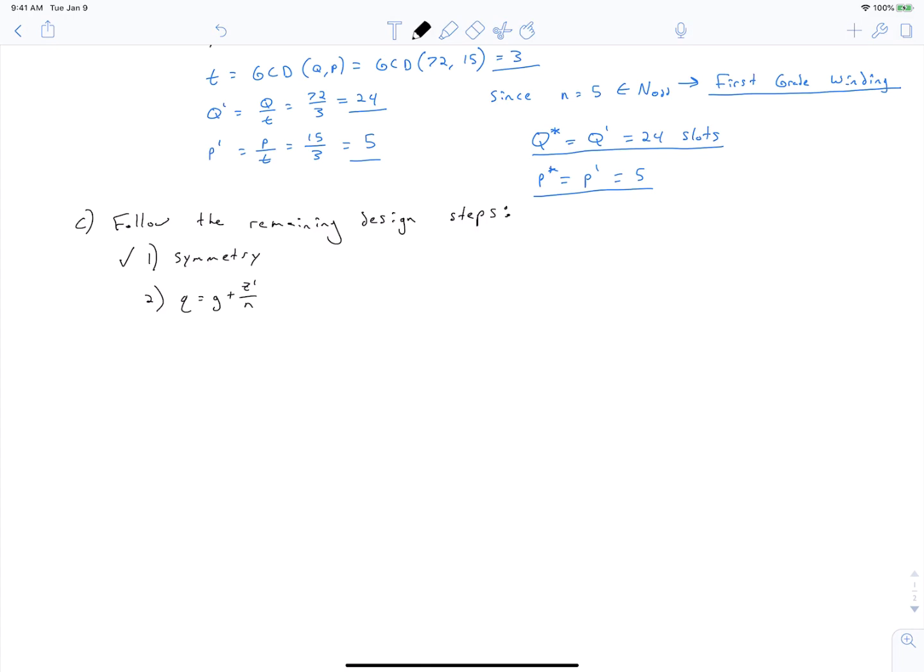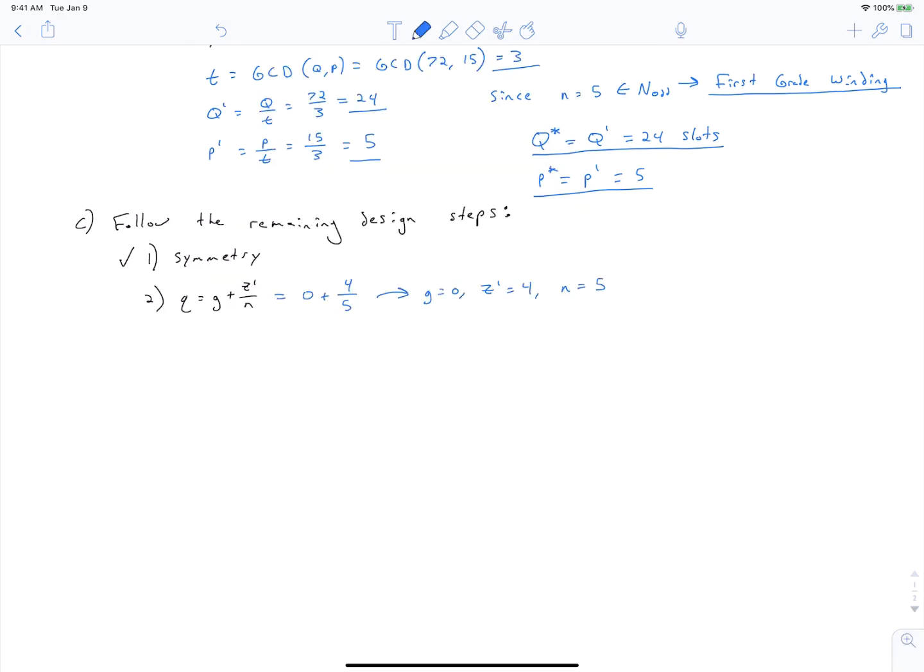So next, I want you to finish doing the remaining design steps, and we'll take this one step at a time. The first step is symmetry, validating that the winding is symmetric, and we've already done that, so that step is done. The second step is to write q in this form of being g plus z prime by n. And please go ahead and do this, practice it on your own, press pause, and press the play button when you are ready to watch me do it.